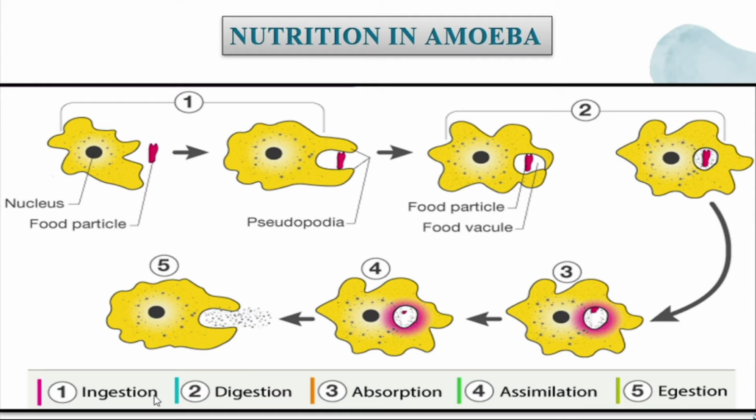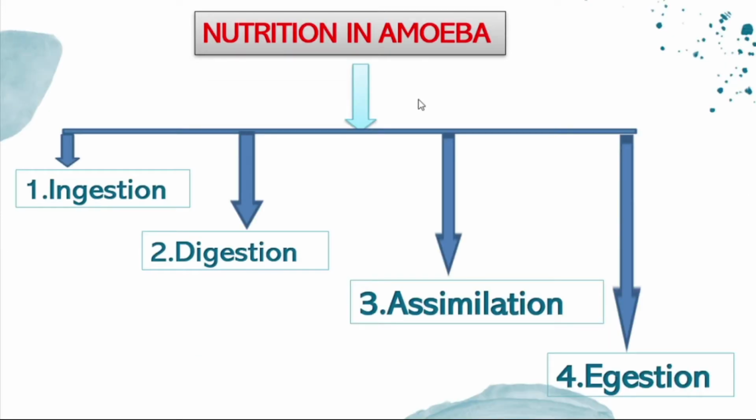There are ingestion, digestion, absorption, assimilation and egestion. Nutrition in amoeba. There are four steps in the nutrition of amoeba. The first step is ingestion, second digestion, third assimilation, and fourth egestion.